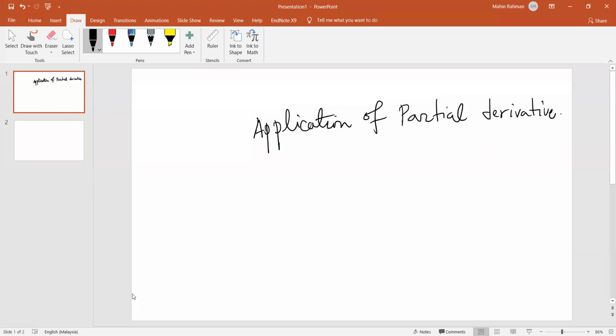Yes. Okay, today I have uploaded one exercise file on partial derivative. So today I will try to solve the exercise. The first exercise is about marginal utility. Do you know anything about marginal utility?